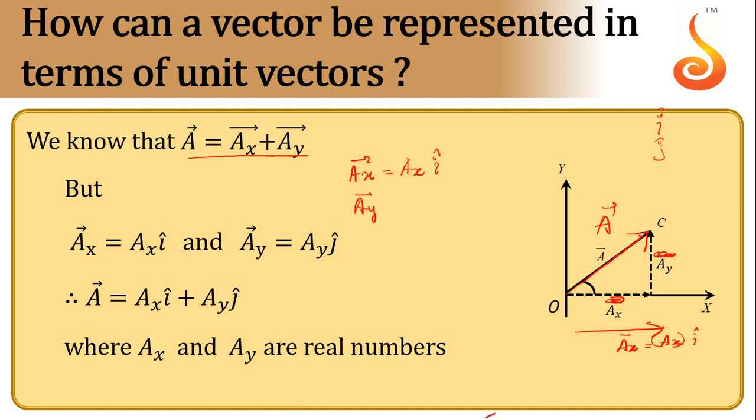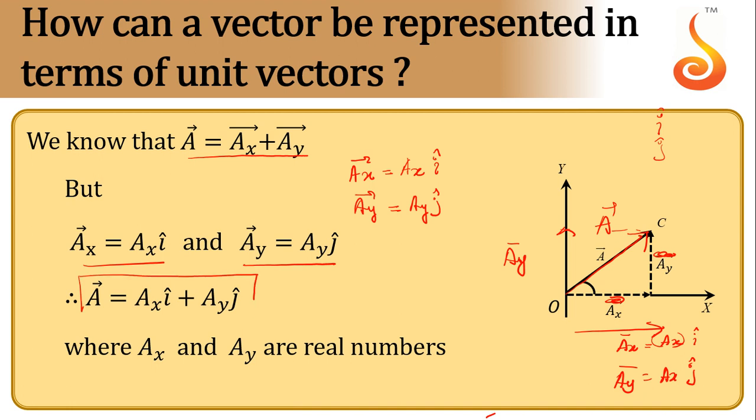Likewise, Ay is the magnitude Ay, like this. This is your Ay, which is equal to the magnitude of the vector into the unit vector along its direction. What is the unit vector along the y-axis? That is j cap. Thus we have Ax is equal to Ax i cap, Ay is equal to Ay j cap.